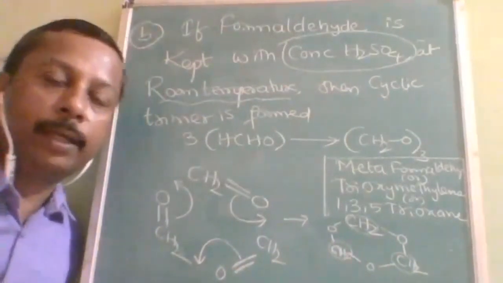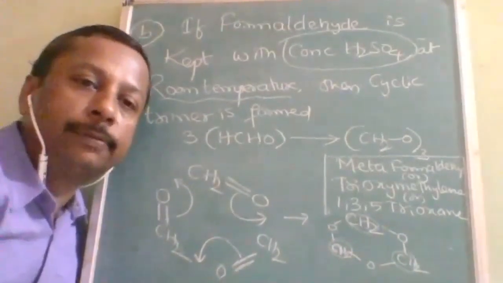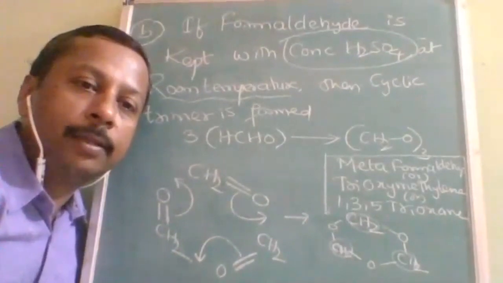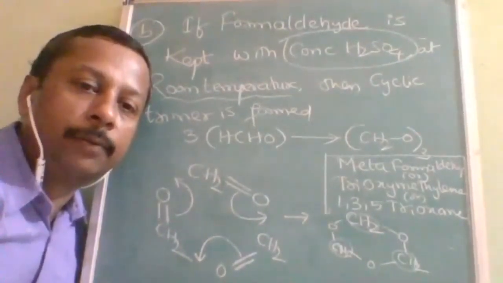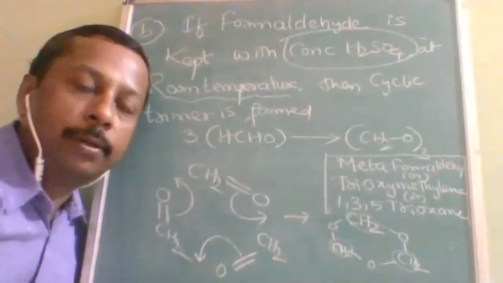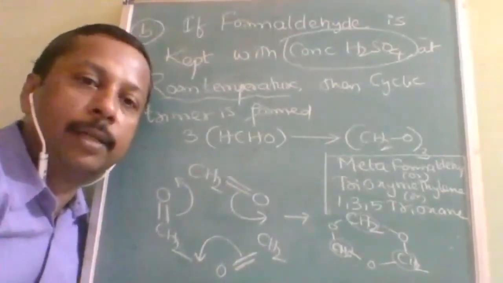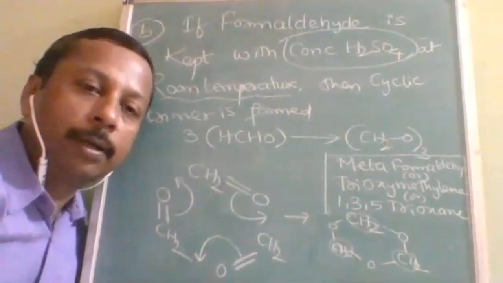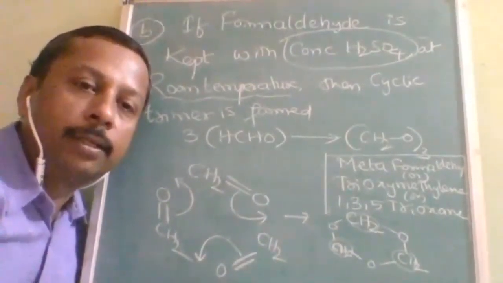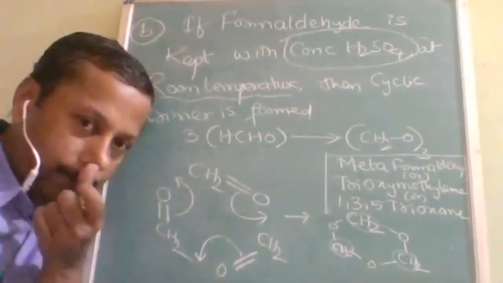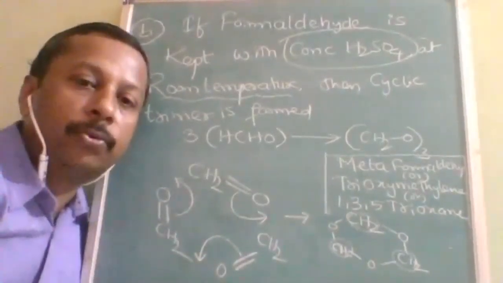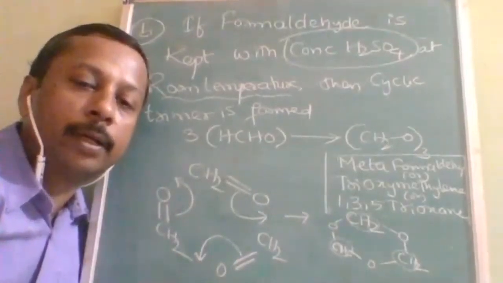So we have completed the 2 conditions of polymerization of formaldehyde. In the first condition, we get paraformaldehyde when the aqueous solution is heated. In the second condition, we are not heating; we are keeping it with concentrated sulfuric acid. In the first condition, more than 6 carbon atoms are required. In the second condition, only 3 moles are required.